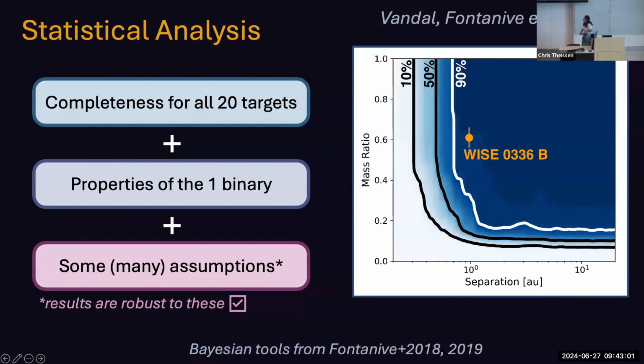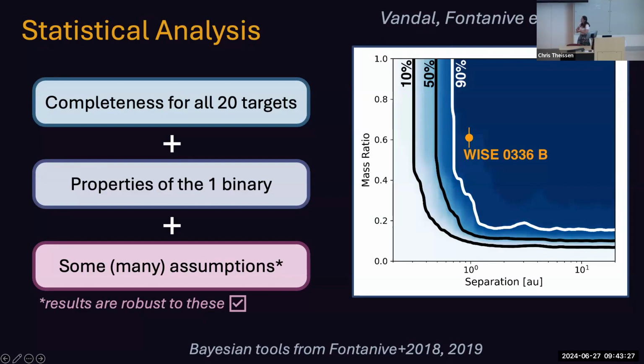Okay, so now that I have all this, I can finally run my statistical analysis. So for this, I want to take into account the completeness around all 20 targets so that I can account for what we could have seen, but also what we may have missed. I know that I have my one binary, and I take into account where in this parameter space it falls. And then I do have to make some assumptions on the ages of the systems, the evolutionary models that we use, the shapes of the underlying binary distributions.